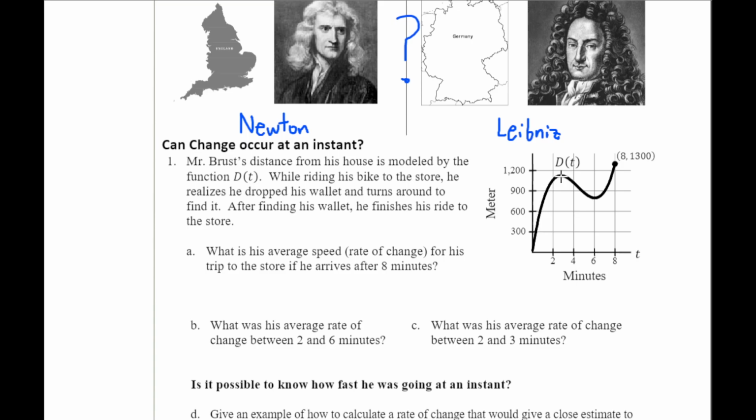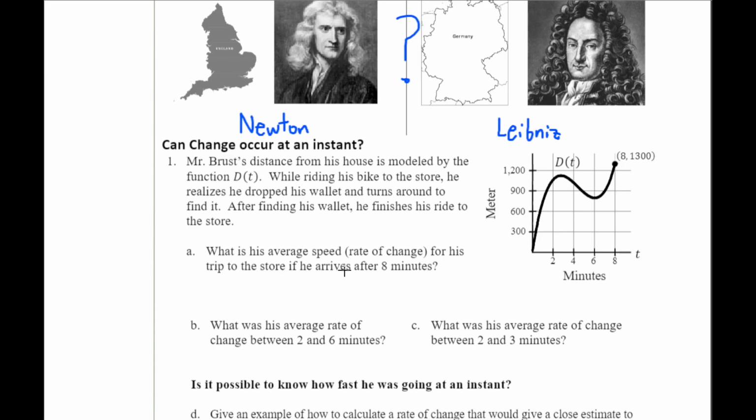At this point, he realized he dropped his wallet and he's turning back around, going back towards his house in order to find it. He finds his wallet right here, and once he finds it, he continues his ride to the store. You see at the 8-minute mark, he arrives at the store, which is a distance of 1,300 meters from his house. What is his average rate of change, or average speed, for his trip to the store if he arrives after 8 minutes?